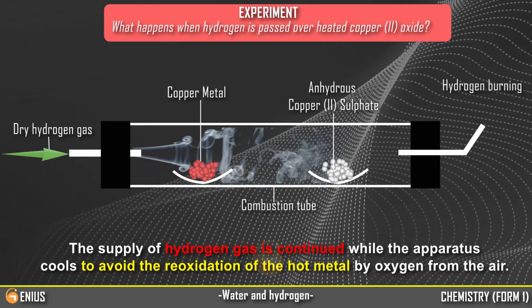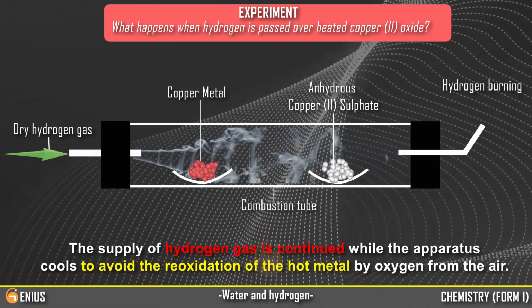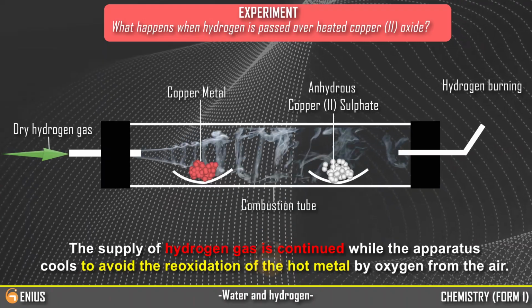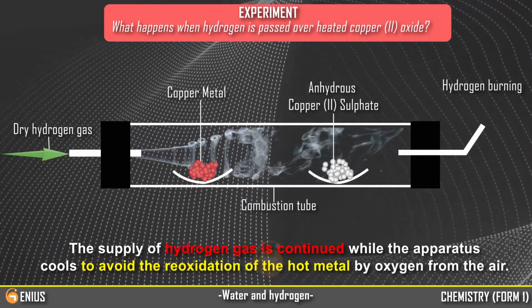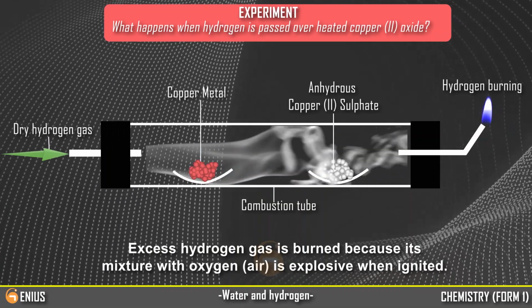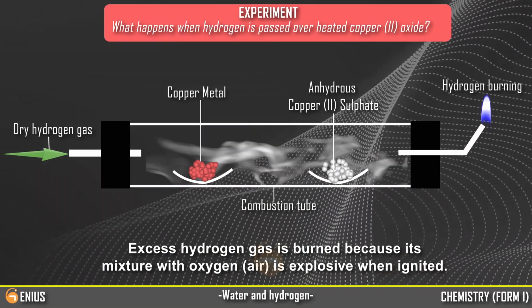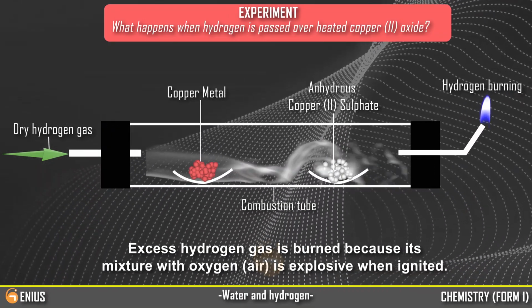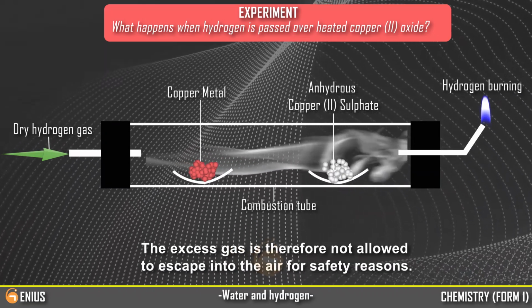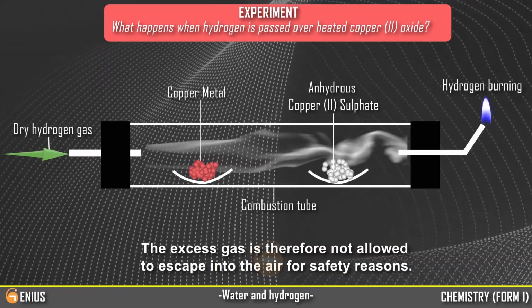The supply of hydrogen gas is continued, while the apparatus cools to avoid the reoxidation of the hot metal by oxygen from the air. Excess hydrogen gas is burned because its mixture with oxygen, air, is explosive when ignited. The excess gas is therefore not allowed to escape into the air for safety reasons.